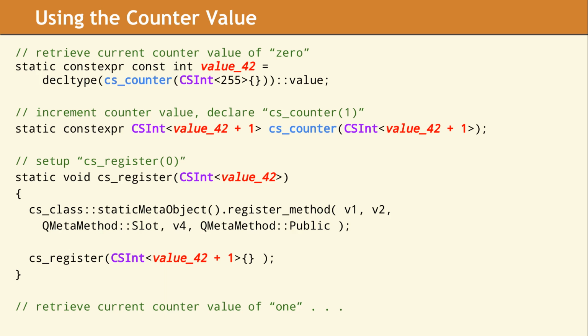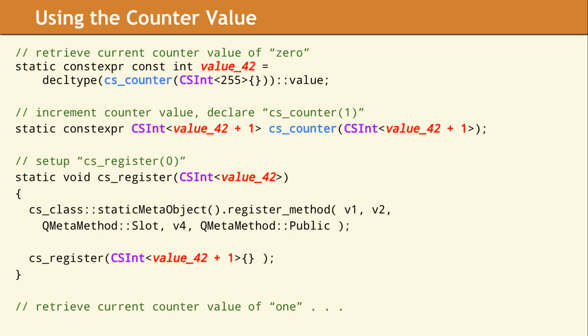So an interesting point comes up when we're at this place in the code, which is that value 42 must depend on the result of calling CS counter, and it must be able to only see overloads of CS counter that were already declared. However, in the CS register method, we must be able to call an overload of the CS register method that has not yet been declared. How can these both work?